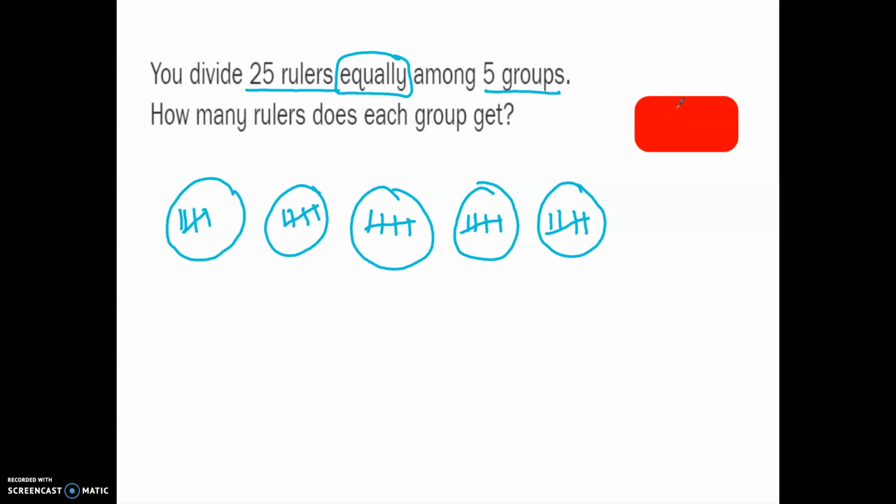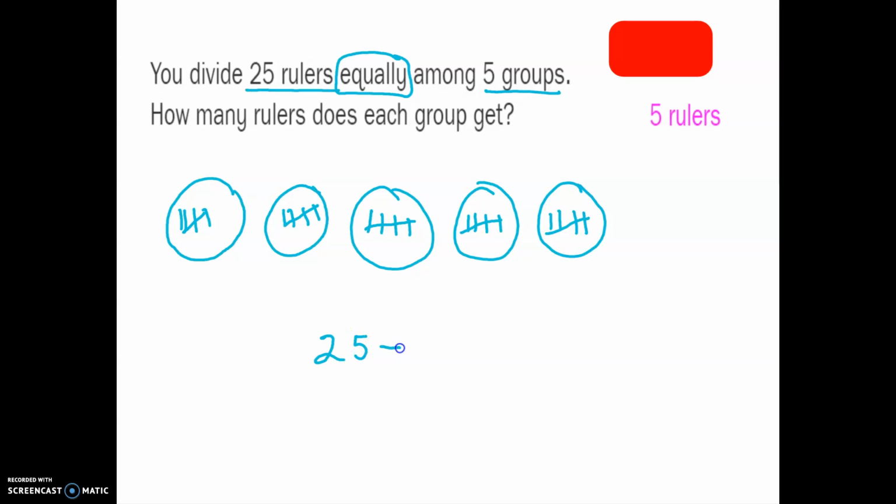I have equally divided those rulers. So how many rulers does each group get? Each group gets 5 rulers. And a number model that would go with this problem, I have to start with the numbers that are in the problem. So it's going to be 25 and 5. I had 25 rulers. I separated or divided them into 5 equal groups. So 25 divided by 5 is 5. Let's try it again.